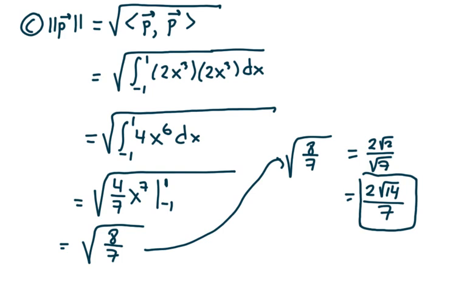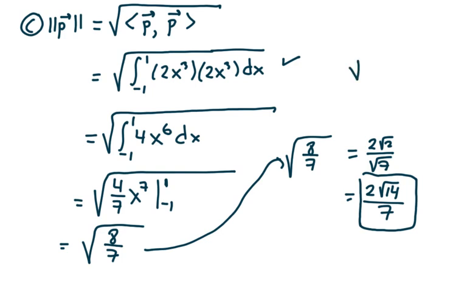Part C. Suppose I want the norm of P. That's the square root of the inner product of P and P. But that's the square root of the integral from -1 to 1 of 2x cubed times 2x cubed dx. But that's the square root of the integral from -1 to 1 of 4x to the 6th dx. But that's the square root of 4/7 x to the 7th evaluated from -1 to 1. But that's the square root of 8/7.